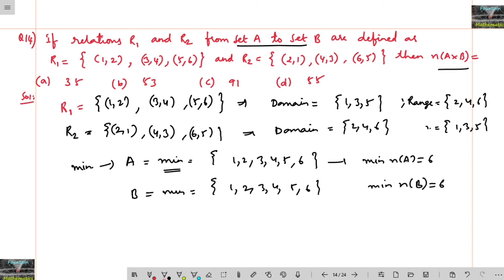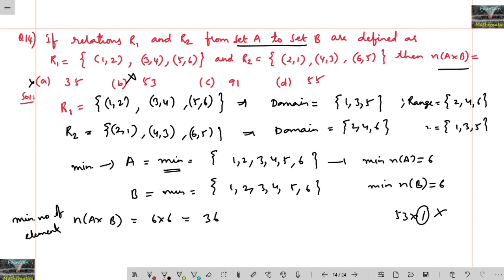Now we will see the number of elements in A cross B. Means from here we can say minimum number of elements in A cross B must be 6 into 6, that is 36, right? So if I can see the options here, 36 is minimum, means first option is not possible, second option may be possible, and third and fourth options are possibilities. But 53 is a prime number, 53 into 1 is only possible, means any one of the sets must be having only one element, which is not possible.